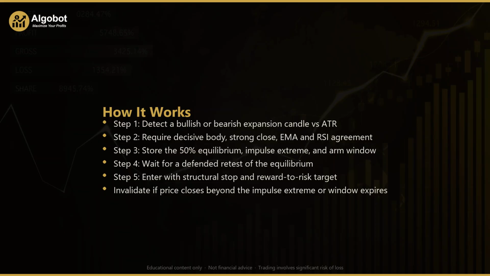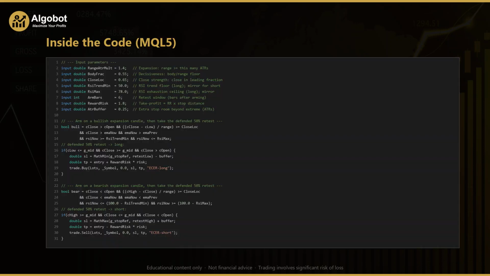Importantly, the setup is invalidated early if a bar closes beyond the impulse extreme, meaning the displacement failed, or if the window simply expires without a retest. Only one position runs per magic number at a time. Let's read through the code as it appears in MetaEditor.